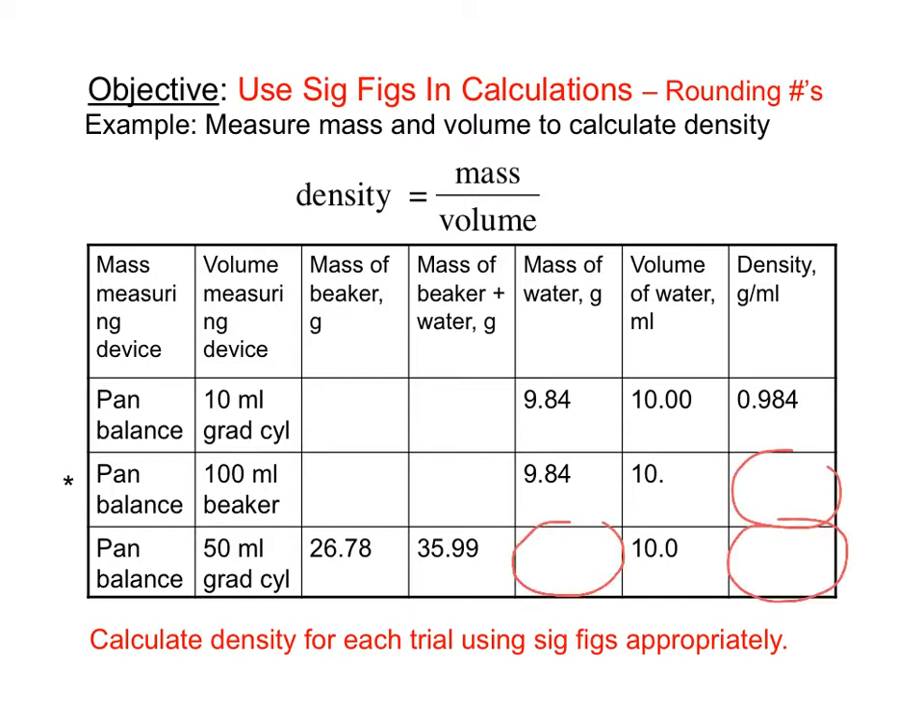Here are the answers. We know that density is mass divided by volume, so the mass has 3 significant figures, volume has 2 significant figures, so our answer for density should have 2 significant figures. The mass of water is found by taking the mass of the beaker plus water minus the mass of the beaker. We have to subtract, so look at the number of decimal places. Next, we have to divide the mass of water by the volume of water. This number has 3 significant figures, the volume has 3 significant figures, so our density should have 3 significant figures.